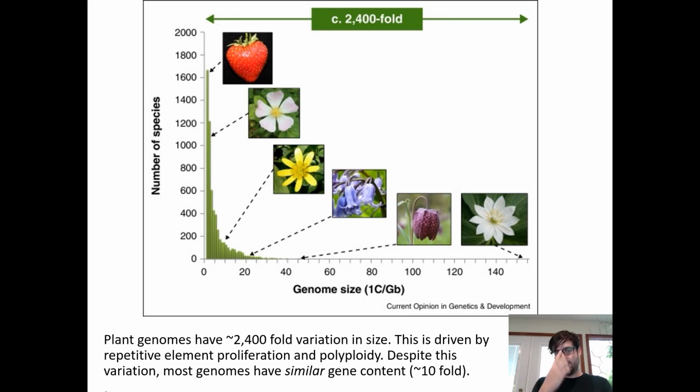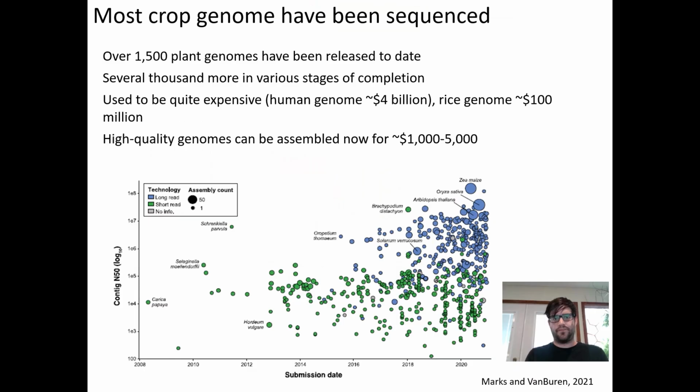A lot of this is driven by repetitive elements, or sequences that originated from viruses that have 99% identity to each other, and they just keep proliferating and making the genome larger and larger. As you can imagine, this provides a lot of challenges when we're thinking about genomics and how to assemble genomes from different species.